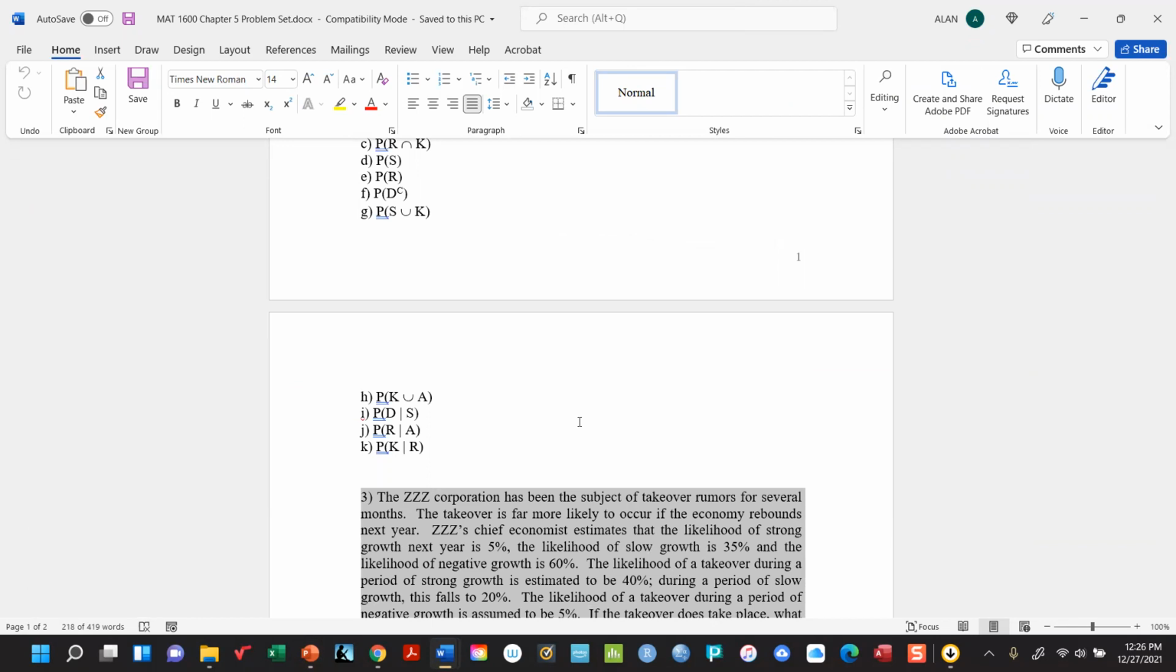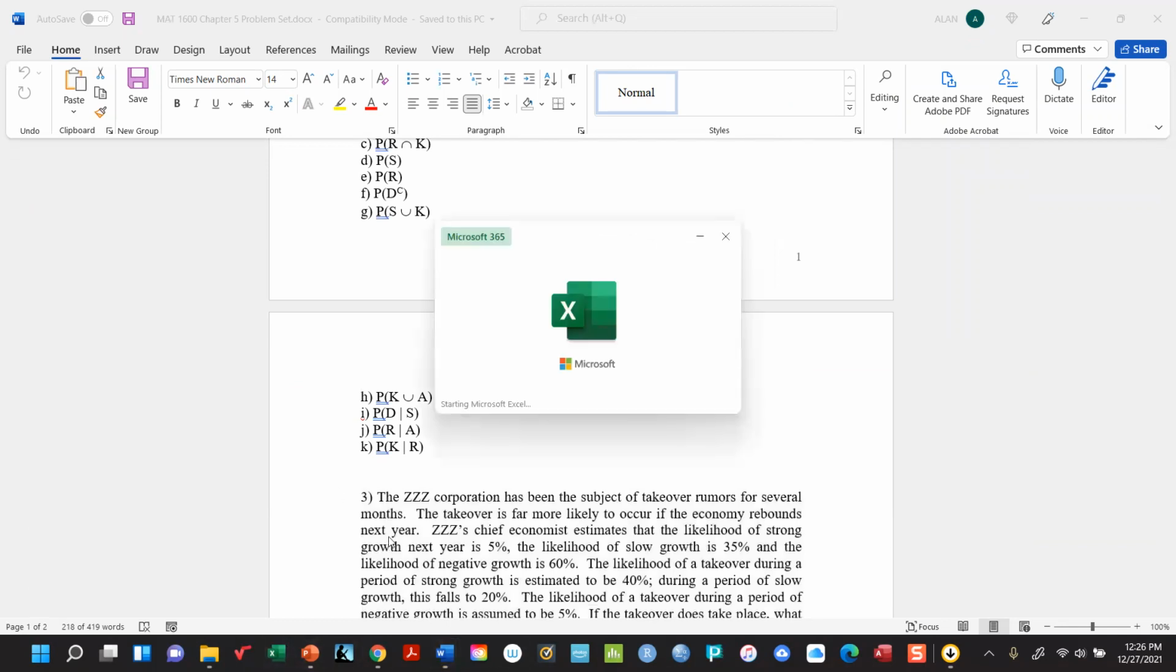I have one. Okay, go ahead. It's actually from a couple chapters ago, but I was wondering how I could find covariance in Excel. Oh, it's so easy. You can't believe it. Let me show you real fast how that works.